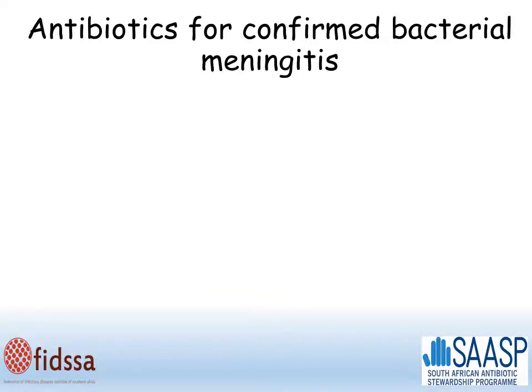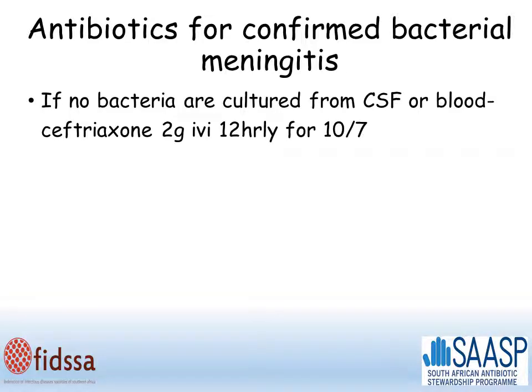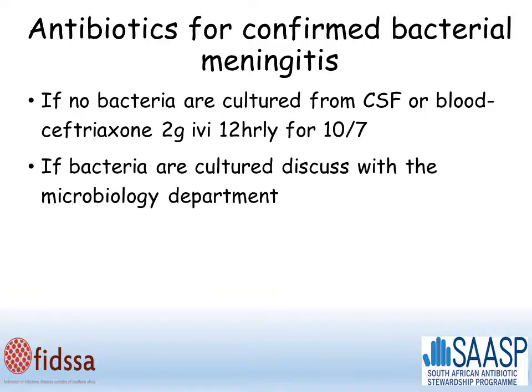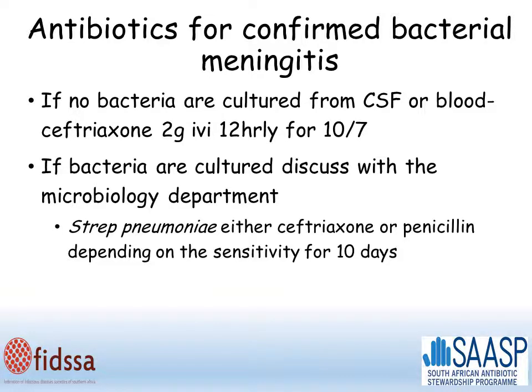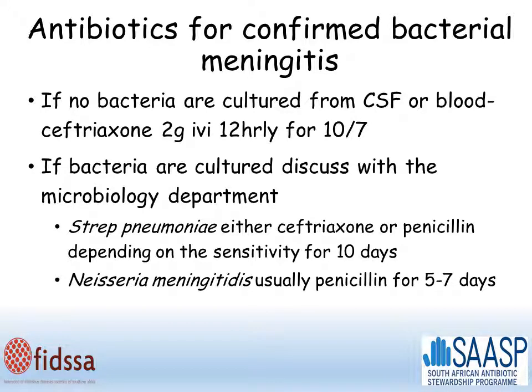If bacterial meningitis is confirmed in this way, we need to continue antibiotics. If we have no positive culture results, either from the CSF or the blood, then we should treat with ceftriaxone 2 grams 12 hourly for 10 days. This is the standard treatment for pneumococcal meningitis, and that's what we should assume. If bacteria are cultured, then you will by definition be in contact with a microbiology department who can give you advice. Streptococcus pneumoniae should be treated with either ceftriaxone or penicillin depending on the sensitivities for 10 days. Neisseria meningitidis is almost always sensitive to penicillin, and treatment is for 5 to 7 days.